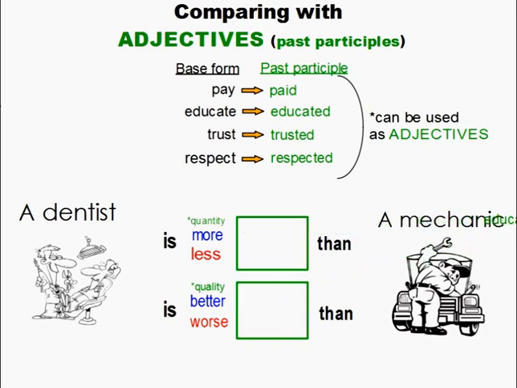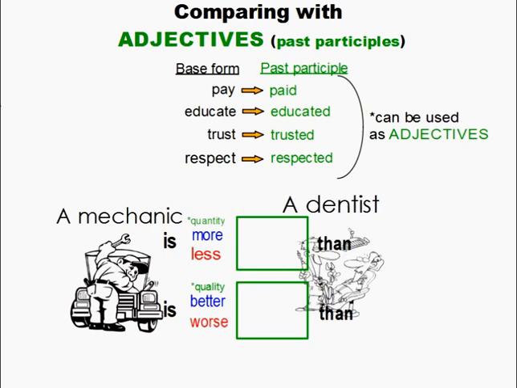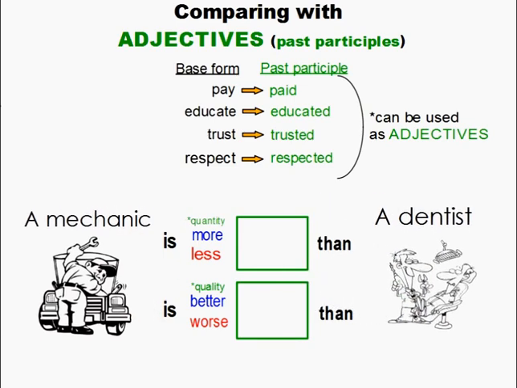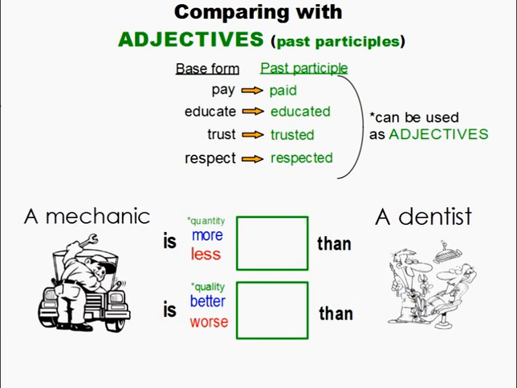Okay, now I'm going to change these a little bit, and we'll see how I can use the things with less and worse. Trust, for example, and the past participle trusted, as an adjective. Who do you trust more, your dentist or the mechanic? Personally, I don't trust the mechanic. They never give me a good price for the fixing of the car. So I'm going to say a mechanic is less trusted than a dentist.